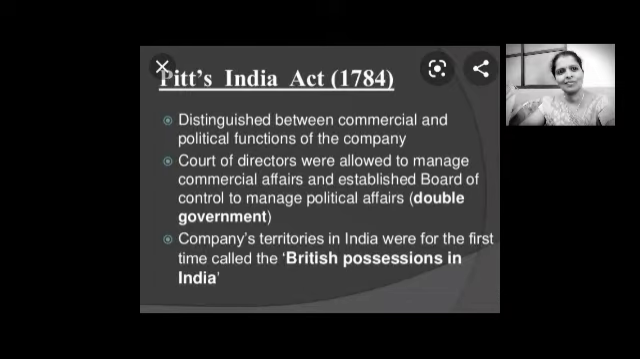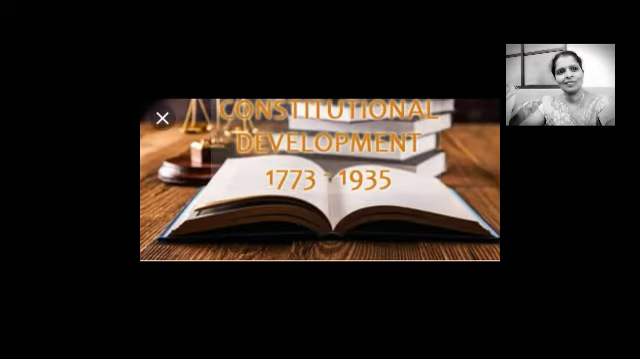According to this Act, the Supreme Court of Judicature was established in Calcutta. In this central court, there were a Chief Justice and three ordinary judges. Like this, as the name of the Regulating Act suggests, the Act was aimed at regulating the company affairs. Next one is Pitt's India Act of 1784.